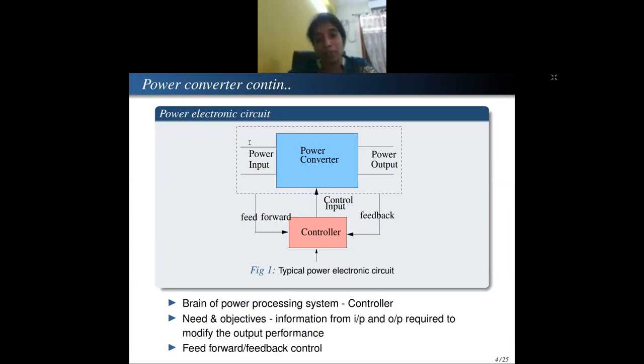So there are input terminals and there are output terminals. Based on our needs and objectives, we can take some information from input and output and process it through the controller to get what we want at the output. So the brain of the power processing system is the controller. And we have feed forward and feedback control in general for power electronic systems.